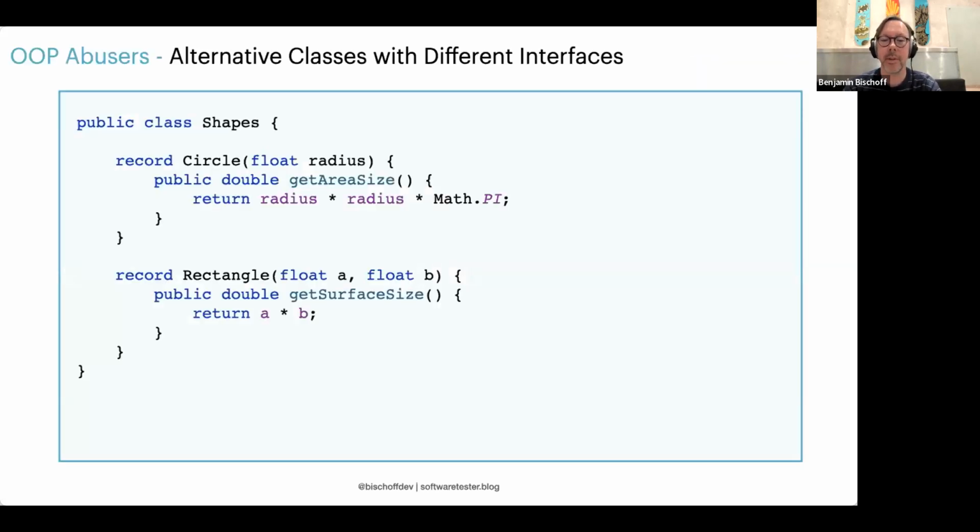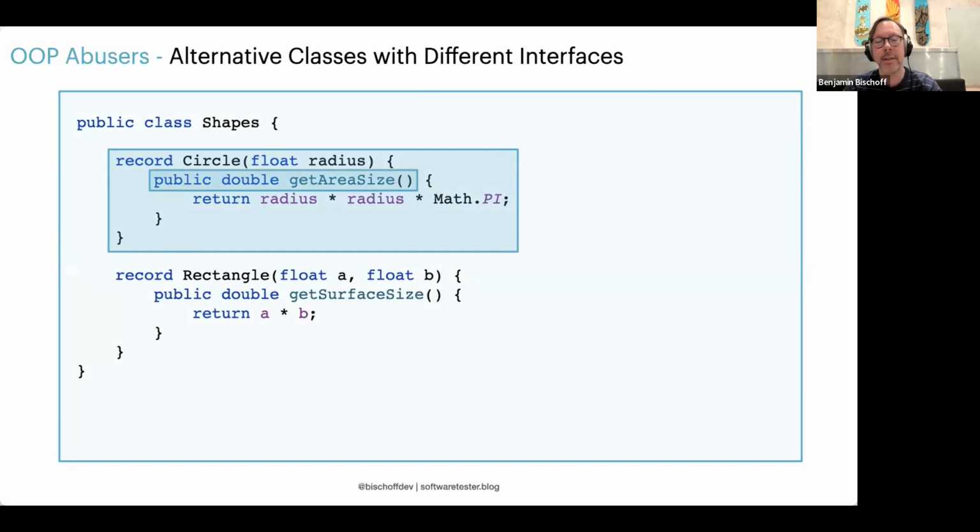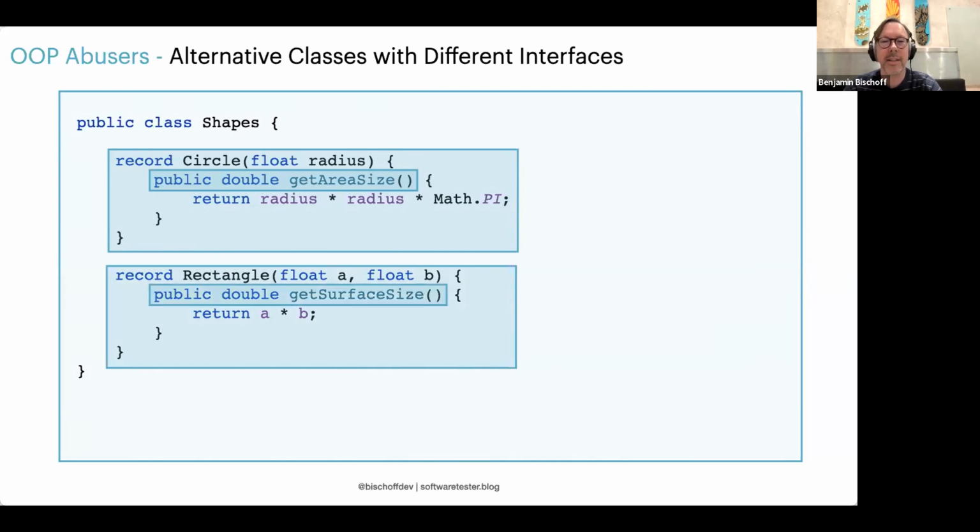Like in this shapes example. You have a circle and you pass in a radius and you get the get area size method that calculates the area of this circle. And you have a rectangle that has two sides as before, and it does the same thing, but it calls it get surface size. So this can be really, really confusing if you have two shapes that should be derived from the same base type and implement get area size or get surface size method, but not mix up the naming.